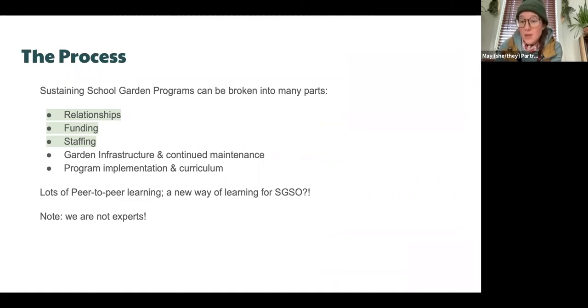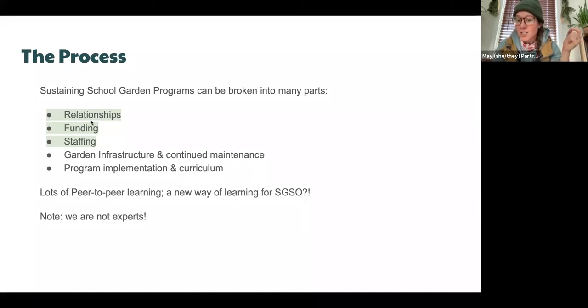And we picked 3 specific buckets, even though sustaining school gardens has several big underlying topics, which we identified as the 5 on the screen: relationships, funding, staffing, garden infrastructure and continued maintenance, and program implementation curriculum. We chose 3 just based on the leaders that we had to interview.